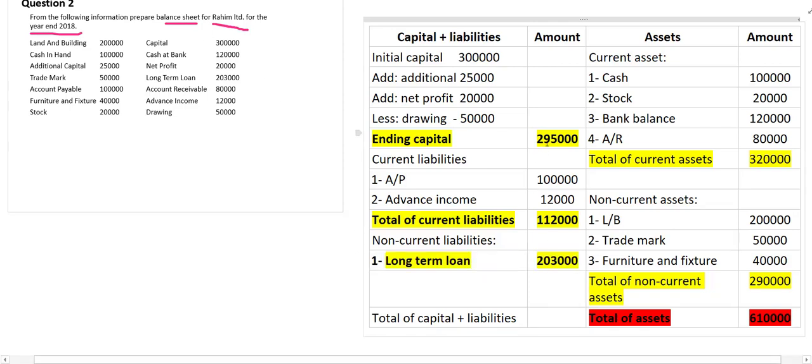So how to find out this one? So total of capital, our total capital is 2,95,000. Total of current asset is this much, and long-term liability, total current liability is this much, and non-current liability is this much. Now please find out the total of these three.